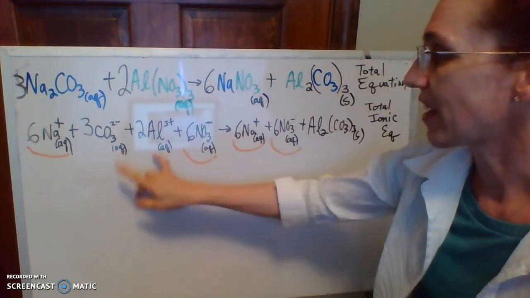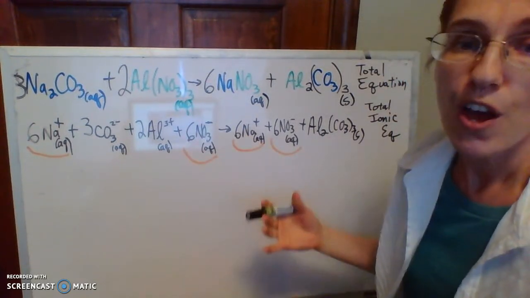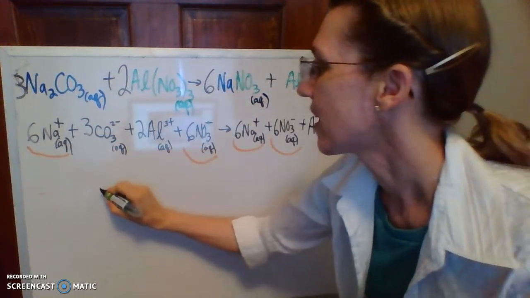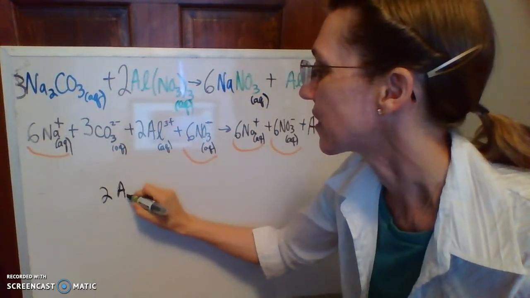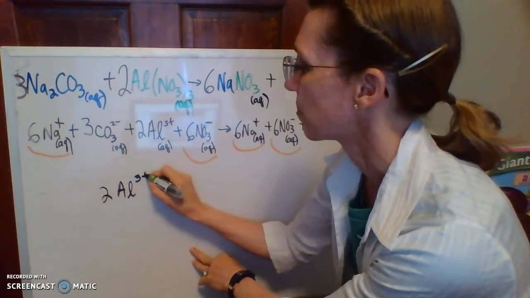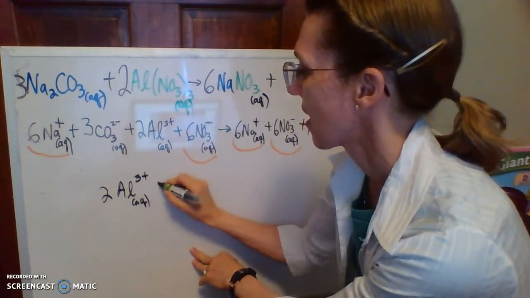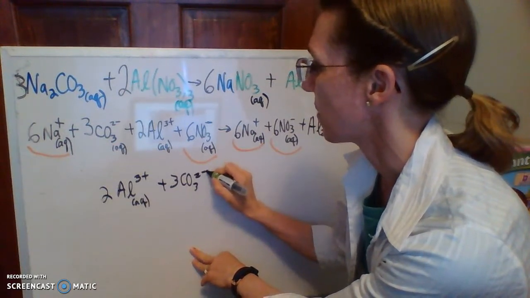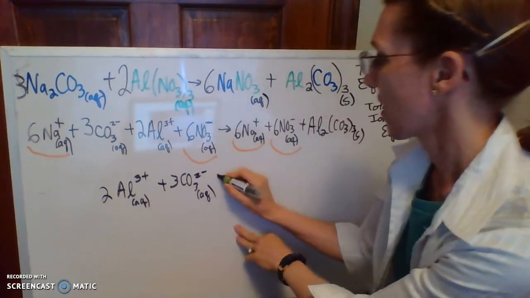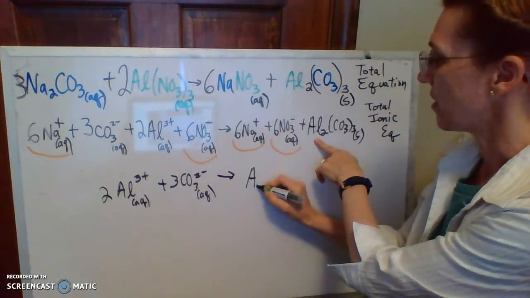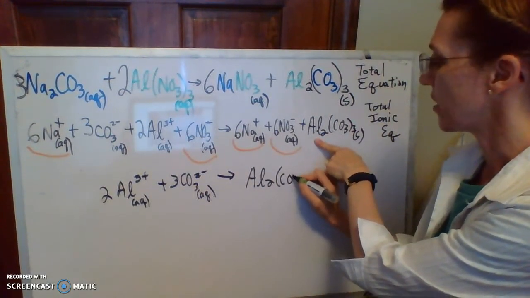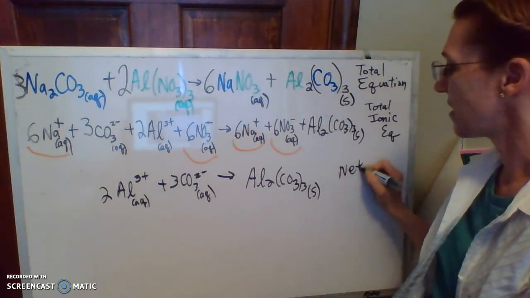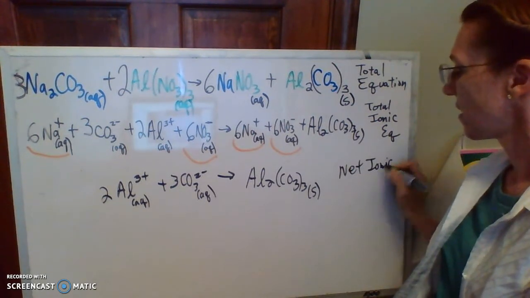We're going to just bring down everything that's not a spectator ion. The convention is that we put the positive guy first, so I'm going to reorder these. But it's exactly the same thing. 2 aluminums that are plus 3, and 3 CO3s, which are minus 2. And it goes to the solid aluminum 2, CO3 subscript 3, that's a solid. Now this is the net ionic equation.